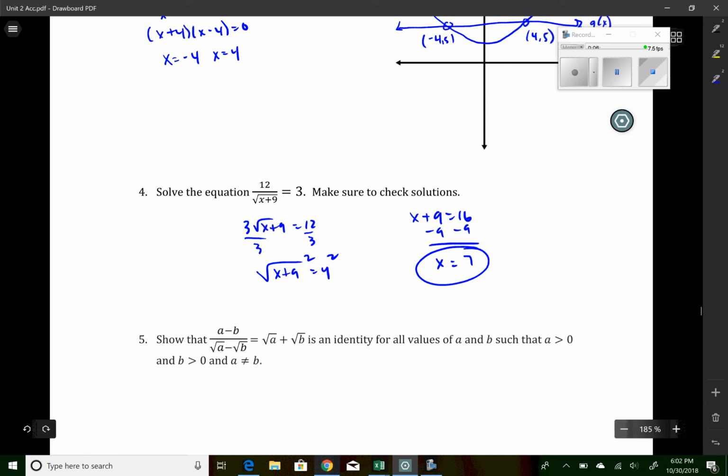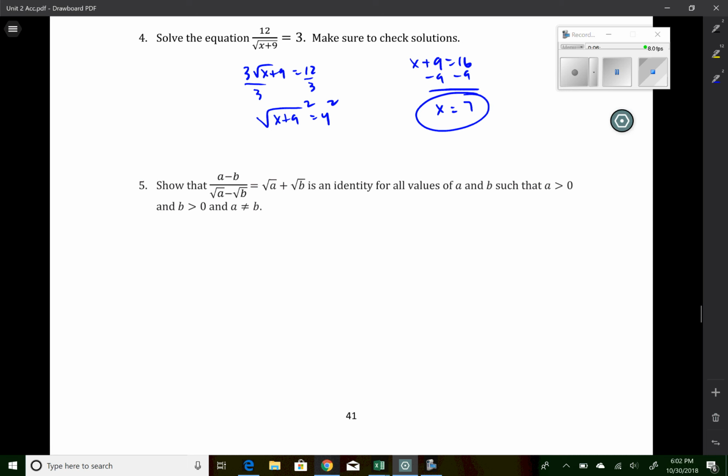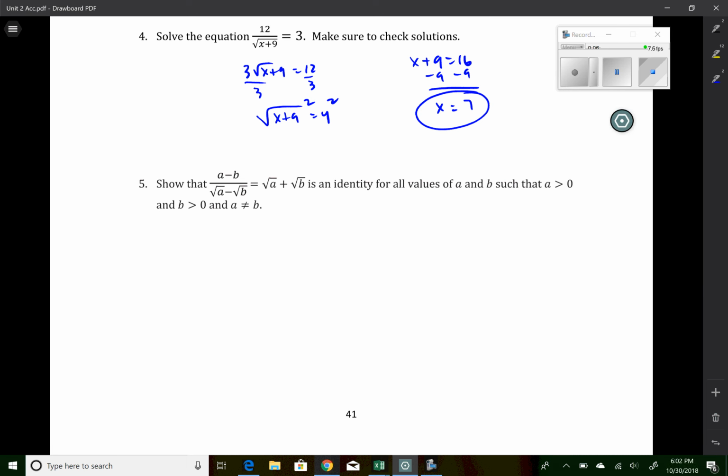Keep checking those solutions. The last one says, and this is kind of like a challenge question, show that a minus b over the square root of a minus the square root of b is equal to square root of a plus square root of b is an identity. So this kind of brings together something we did in Unit 1 and brings it together with the concepts from Lesson 2. That's something that will happen throughout this entire school year.